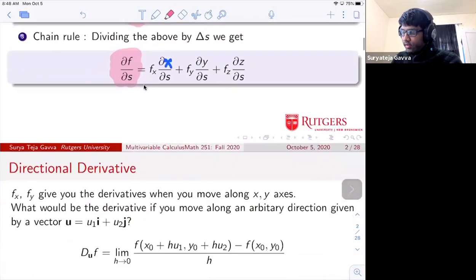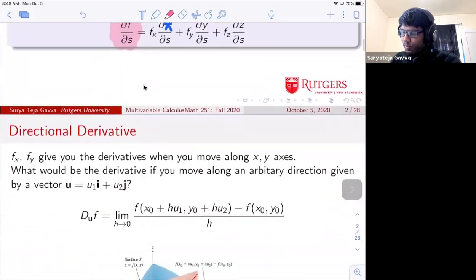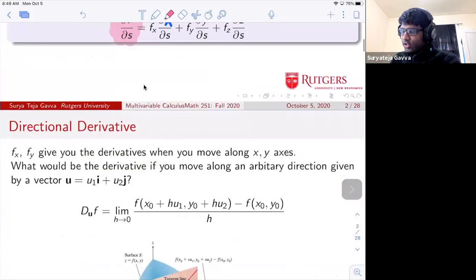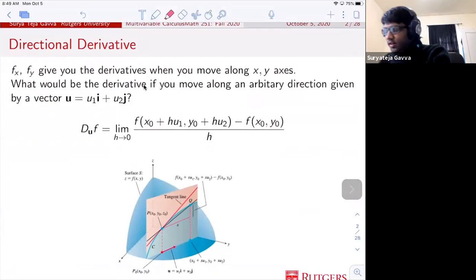And the chain rule is this. Use that and divide by delta s, and you get the chain rule. Questions? Let me move on to the next. We'll use this to compute some other ideas.